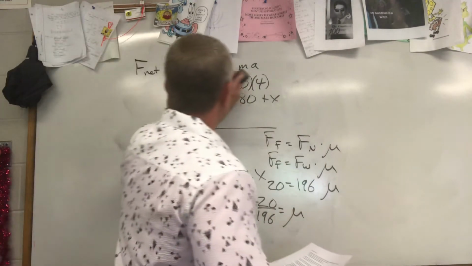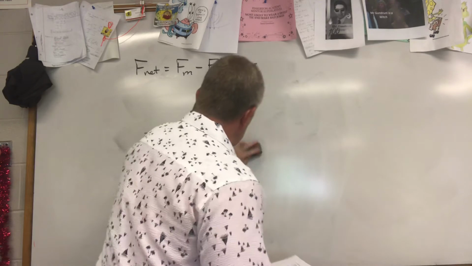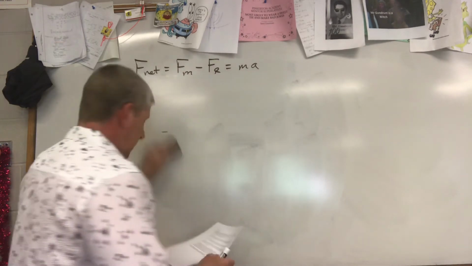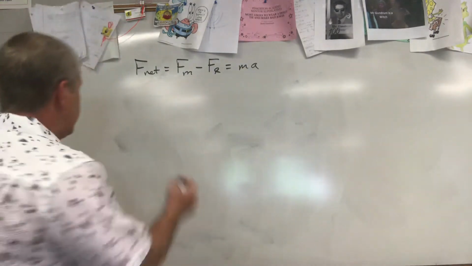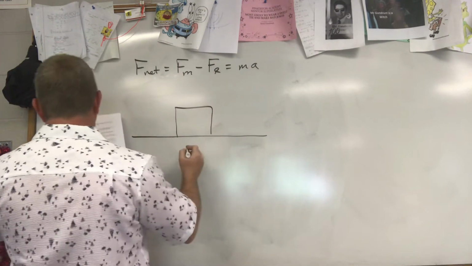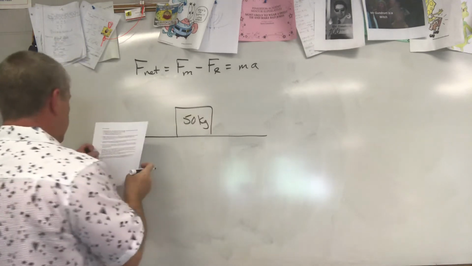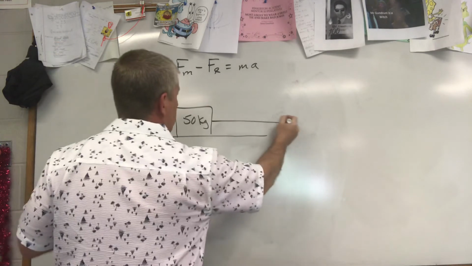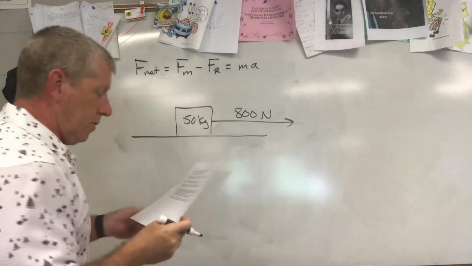All right, last problem. Problem 7. Oh, probably shouldn't have erased my box on table. It'll probably come back again. You pull a 50-kilogram box. These boxes on table, man. They're everywhere. You pull a 50-kilogram box with 800 newtons of force. The box accelerates at a rate of 12.